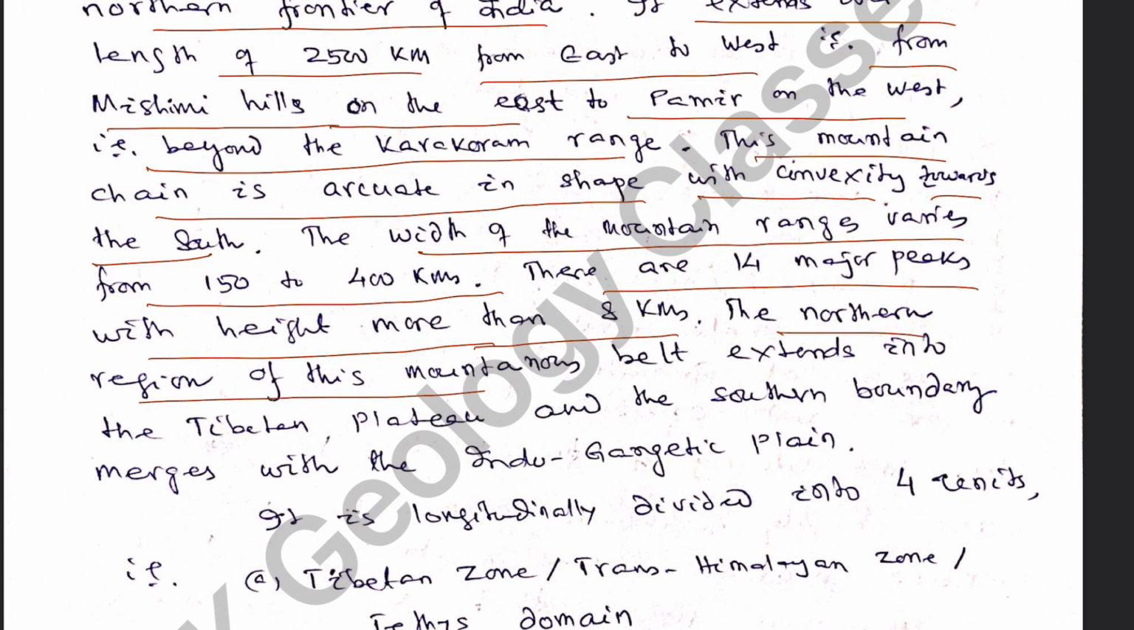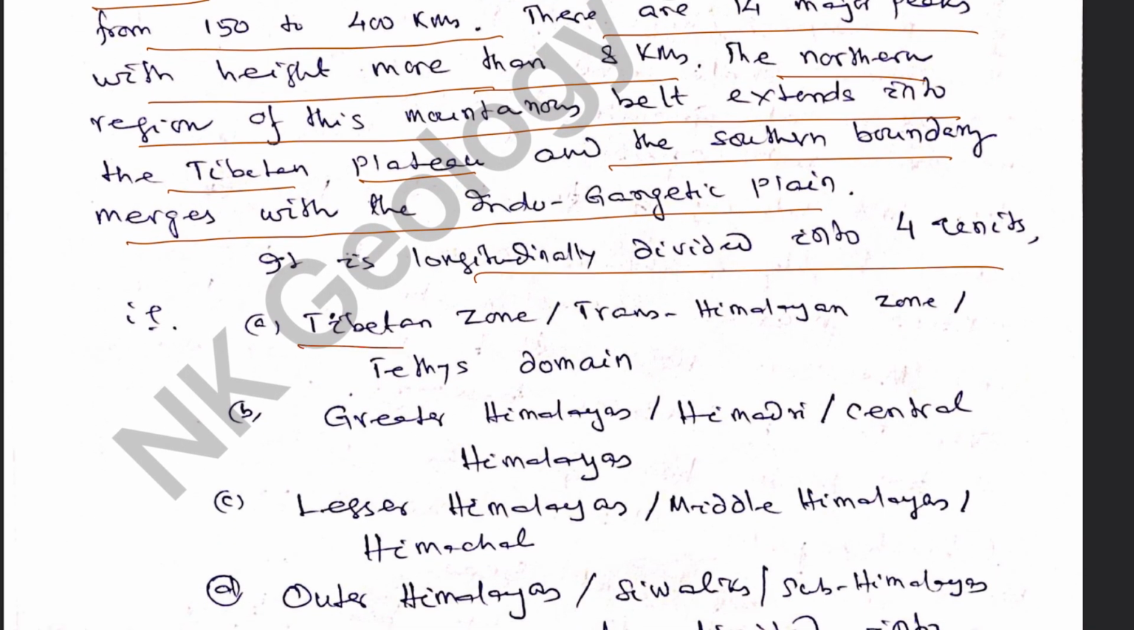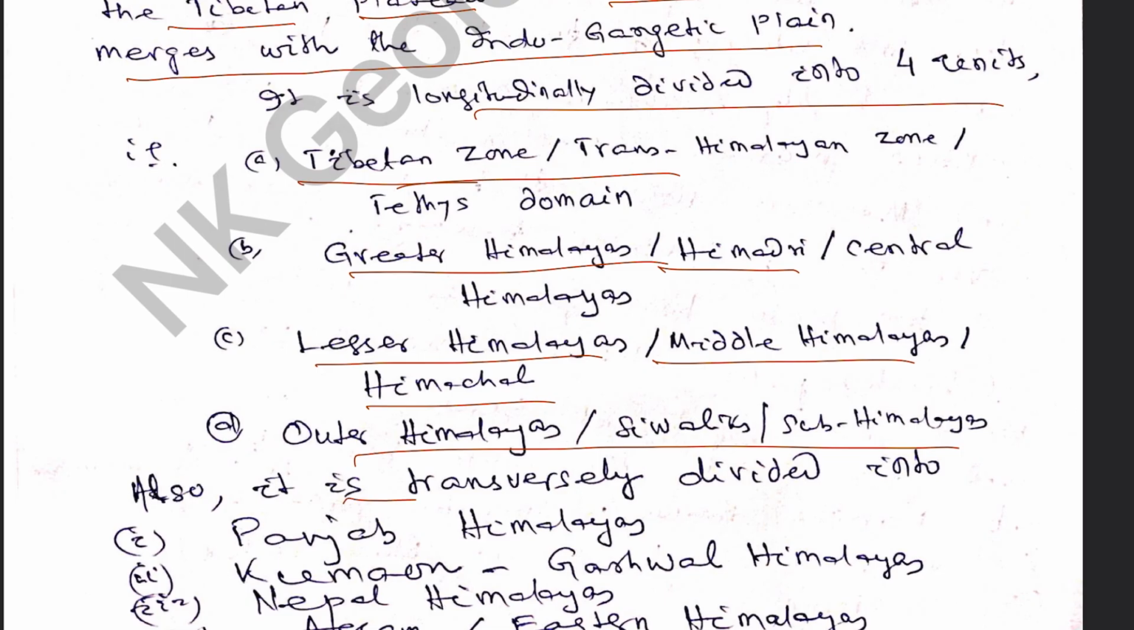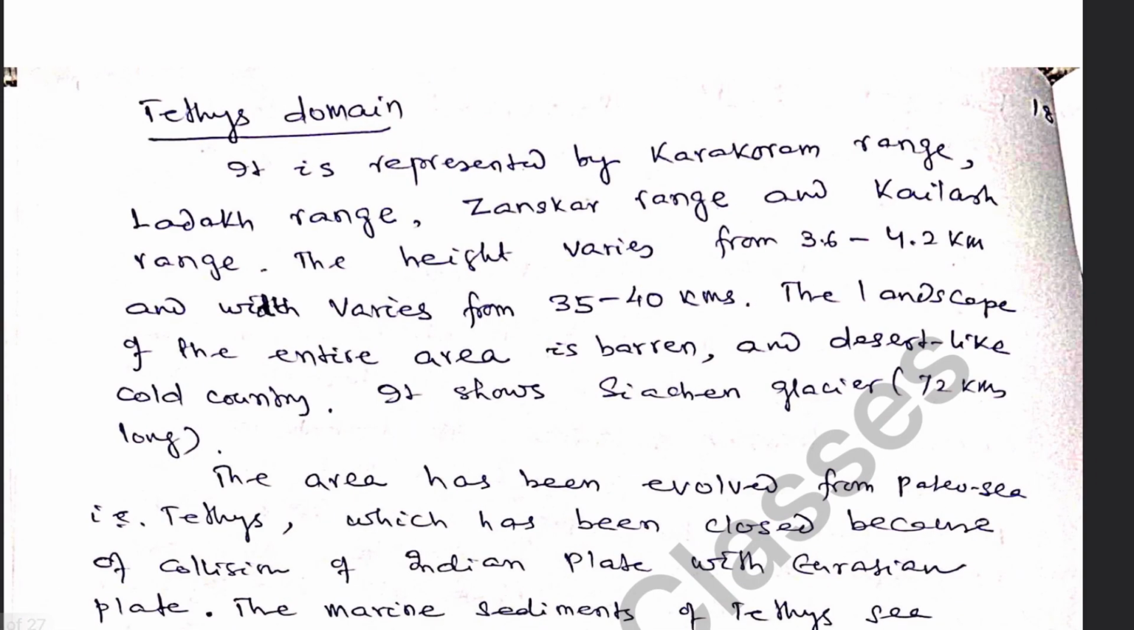The northern region of this mountainous belt extends into the Tibetan plateau and the southern boundary merges with the Indo-Gangetic plain. Longitudinally, it is divided into four zones: Tethyan zone, Greater Himalayan zone or Himadri zone, Lesser Himalayan zone or Middle Himalayan zone or Himachal zone, and the Outer Himalayas or Siwalik zone. Also, it is transversely divided into Punjab Himalayas, Kumaon Garhwal Himalayas, Nepal Himalayas and Assam Himalayas, because of the rivers which go through them. Now let us discuss the Tethyan zone.